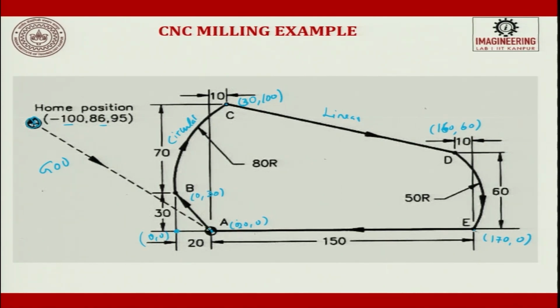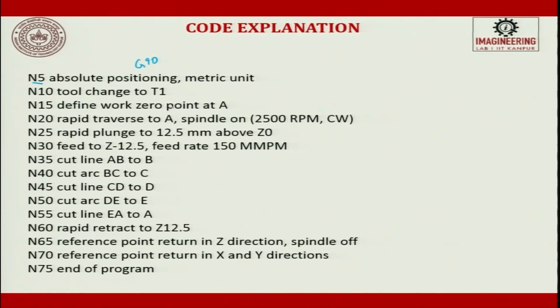I have made the offset from this point as 0 0 and I have given these values, but if you want to follow the sequence given here, you can also do that. So, define a work 0 point at A, then rapid traverse from a different coordinate system to A with the spindle speed on, this is what it is.